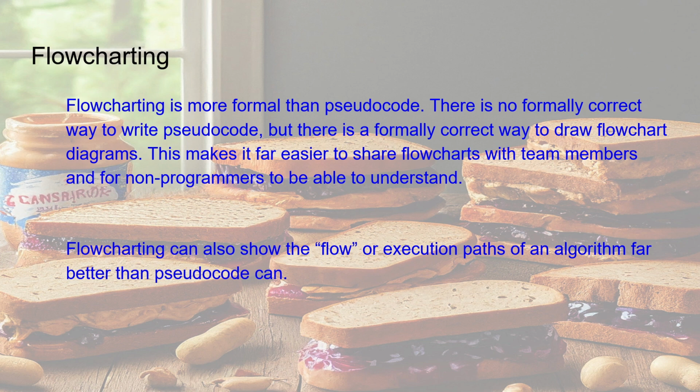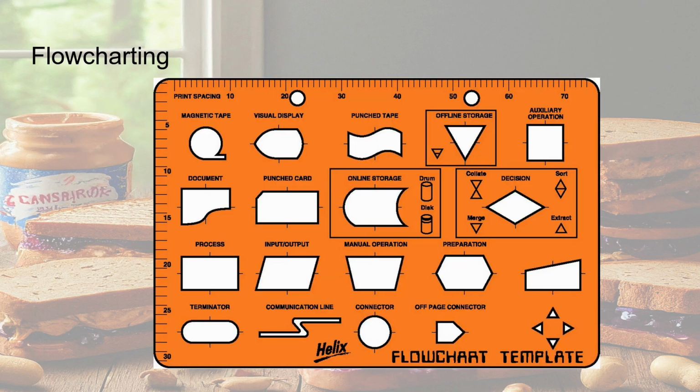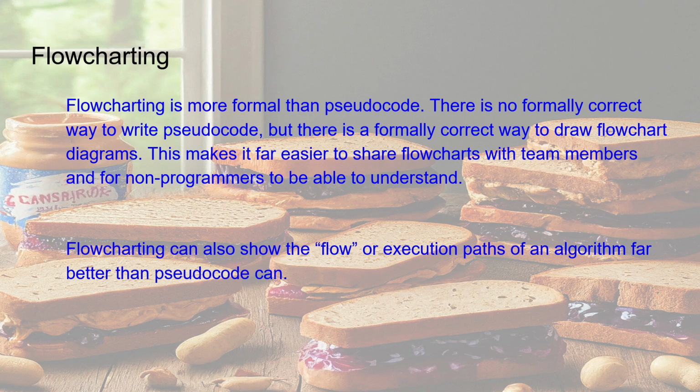Now this is a little bit of a disadvantage in that you do actually have to learn all of these symbols here. But this makes up for it in the fact that it becomes easier to share flowcharts, right? If you know how to read a flowchart, you can read anybody's flowchart, assuming it was done correctly. And more importantly, it's a lot easier for non-programmers to follow a flowchart than it is for them to follow pseudocode.